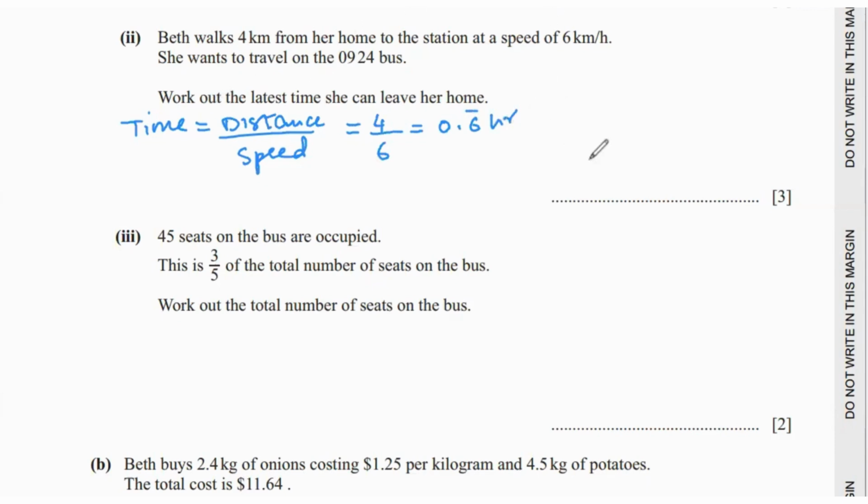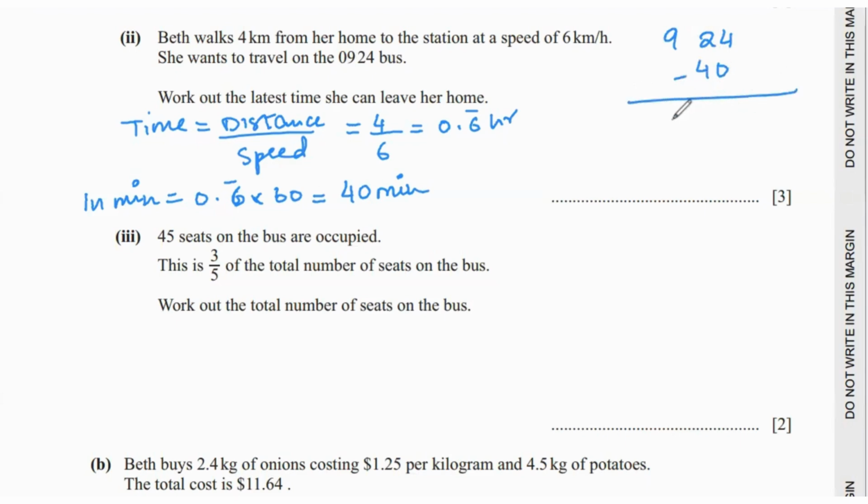So we're going to convert the 0.6 into minutes. So in minutes, it's going to be 0.6 recurring times 60, which gives us 40 minutes. So 40 minutes to walk from home to the station. If we subtract 40 minutes from 9:24, that gives us 8:44. That's the time at which she should leave at the latest.